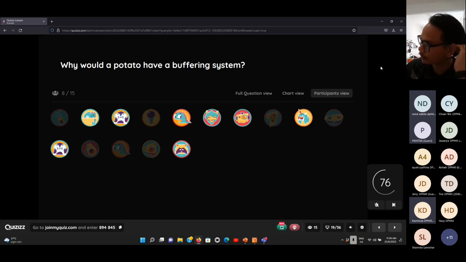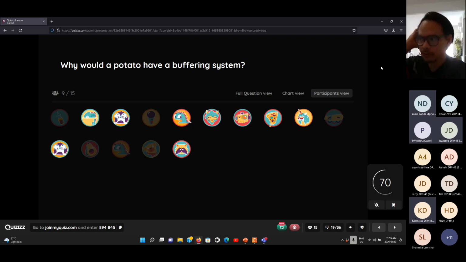Apakah pentingnya kebolehan sesuatu bahan untuk mengawal pH? Why do you think manusia, kita punya perut, perlu kawal pH dalam gastric juice kita? Because kalau terlalu tinggi, kita akan dapat sakit macam tadi lah, heartburn, indigestion, sakit perut. So the same goes for every living thing, including a potato. So why would a potato need a buffer system?